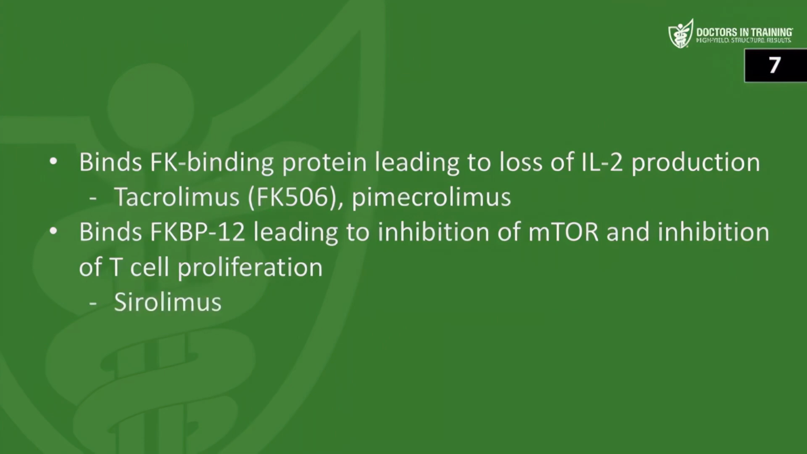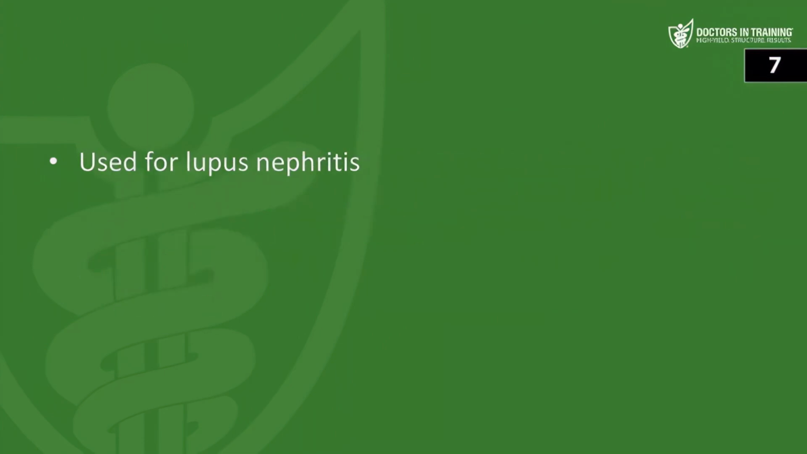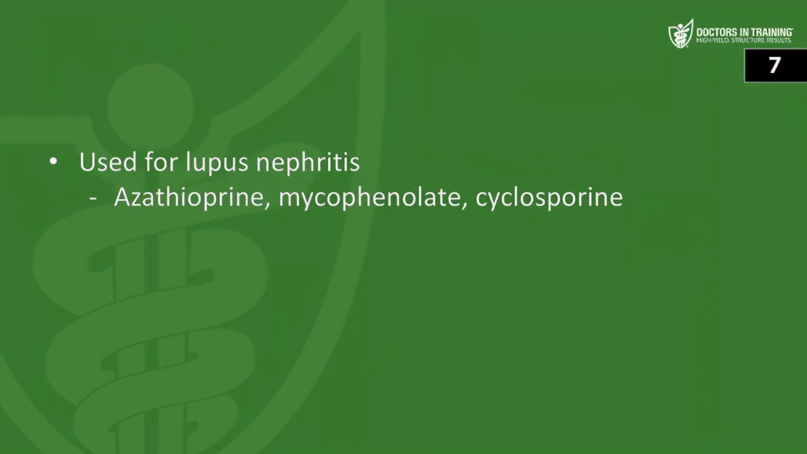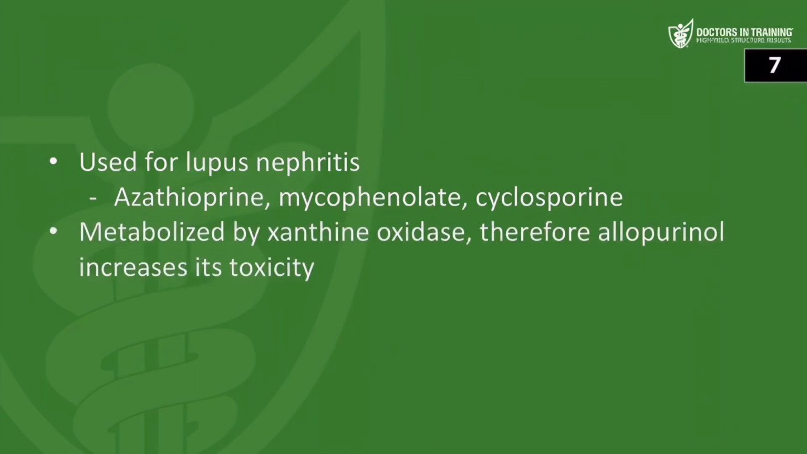Binds to FKBP12, leading to inhibition of mTOR and ultimately inhibition of T cell proliferation, that's sirolimus. Used for lupus nephritis is azathioprine, and also mycophenolate and cyclosporin, off-label. And the last one, metabolized by xanthine oxidase, therefore allopurinol will increase its toxicity, that's azathioprine.